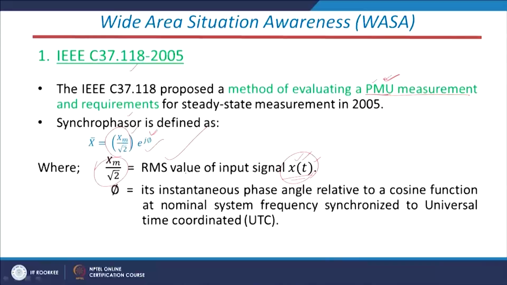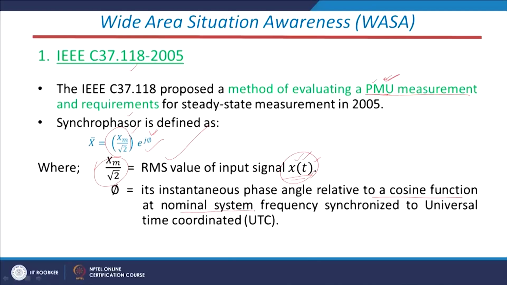That is what is written here: x m by root 2 is the RMS value and phi is its instantaneous phase angle relative to a cosine function. When we talk about the phase angle, we should have a certain reference point, and in this case the reference point is a cosine function at nominal system frequency, synchronized to the universal time coordinate. This UTC is the major part of the PMU system, or WAMS, the wide area measurement system.